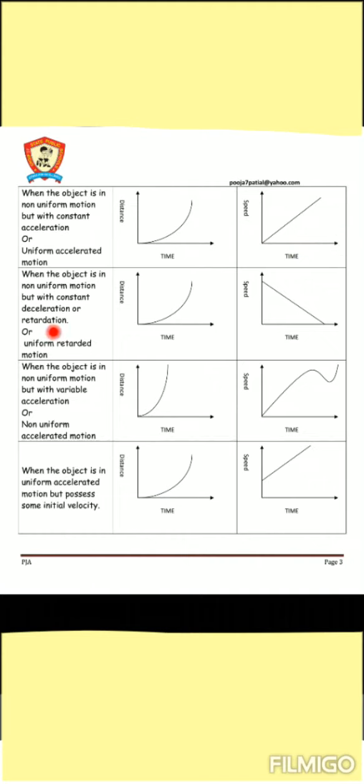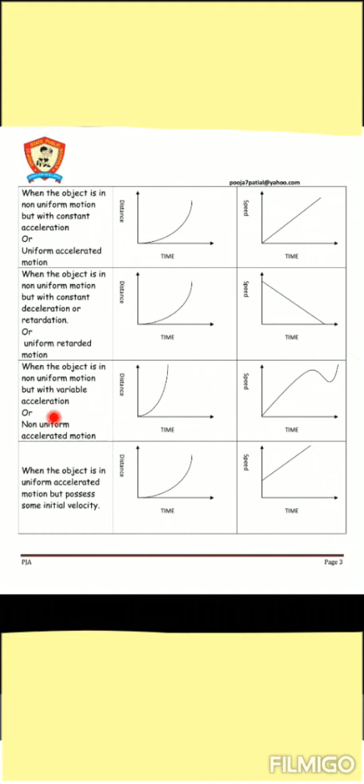Now again, when the object is in non-uniform motion but with constant deceleration or retardation. What is retardation? We have done yesterday. Retardation means negative acceleration. So in that case, even when retardation is there, like even अगर आप brakes भी apply कर देते हो, but still the distance keeps on increasing. वो increase करता जाता है, कम नहीं होता distance. But what happened to the speed? It keeps on decreasing, and ultimately it will become zero after some time. जब आपकी कार, आपका vehicle रुक जाता है, बिल्कुल stop हो जाता है, then ultimately the speed becomes zero. So this is the graph for deceleration.